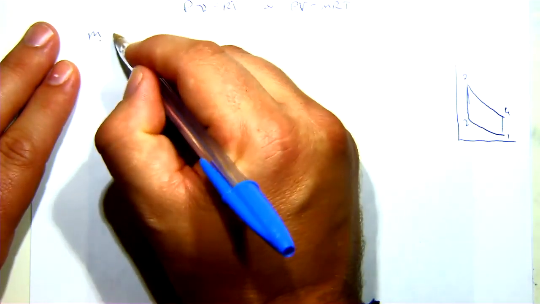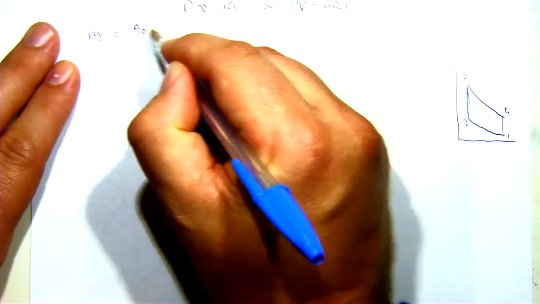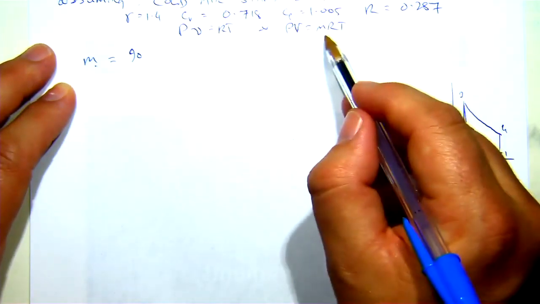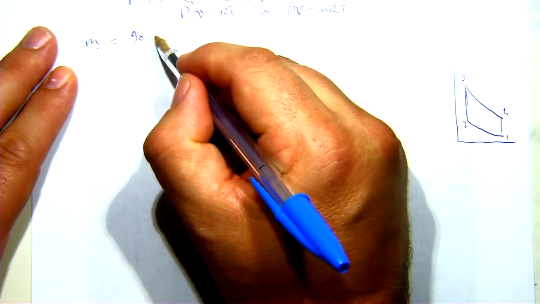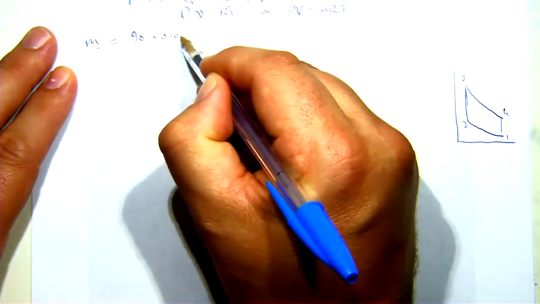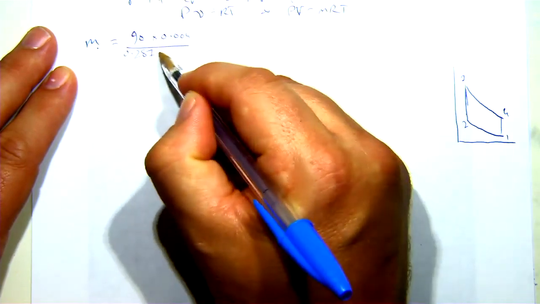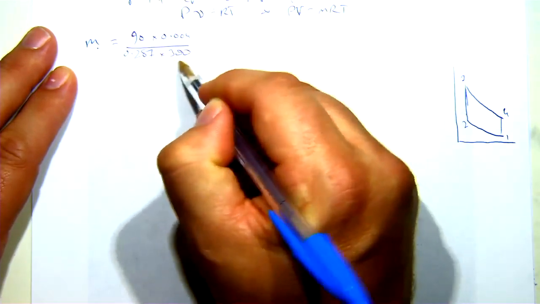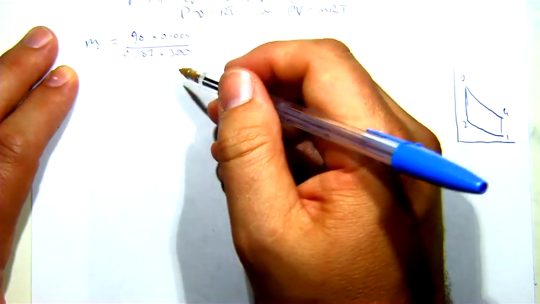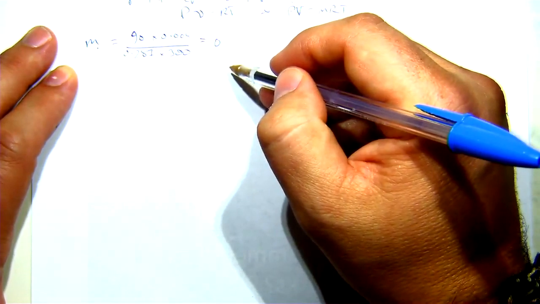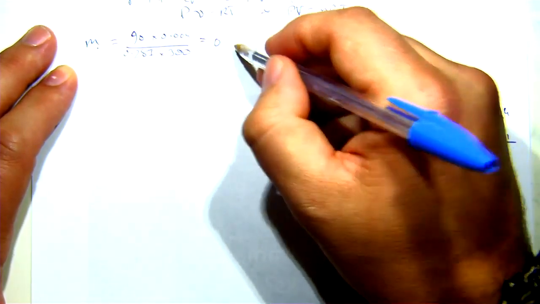I'm going to start with a mass, 90 kilopascals. This is a reordering of this guy. Mass equals PV on RT. So, times 0.004 over 0.287 times 300 Kelvin. If you're ever in doubt, try substituting 0 in and see whether or not the equation would break.